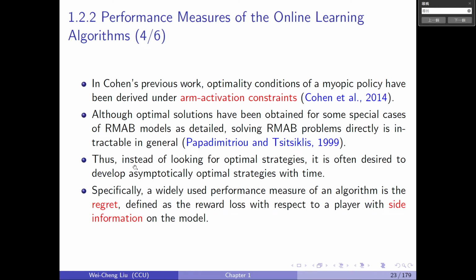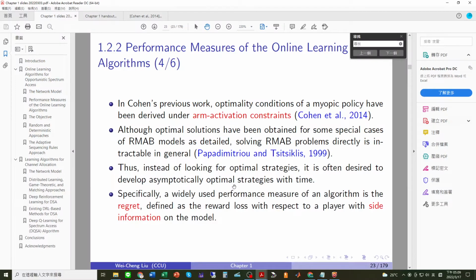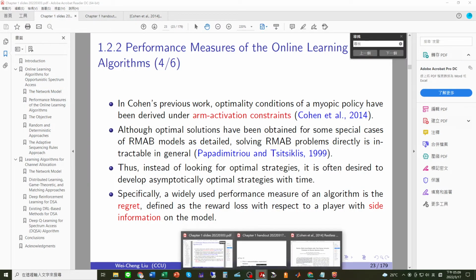Thus, instead of looking for optimal strategies, it is often decided to develop asymptotically optimal strategies with time. Specifically, a widely used performance measure of an algorithm is the regret. What is the meaning of the regret? Let us see the handout.